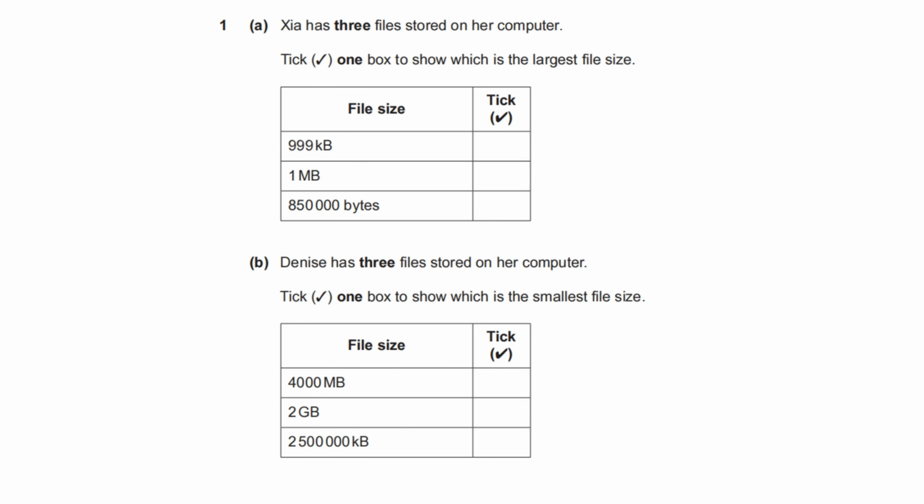Shia has 3 files stored on her computer. Tick one box to show which is the largest file size. So the correct answer from these is 1 MB is the largest. Okay. Dennis has 3 files stored on her computer. Tick one box to show which is the smallest file size. So among these three, 2 GB is the smallest size.